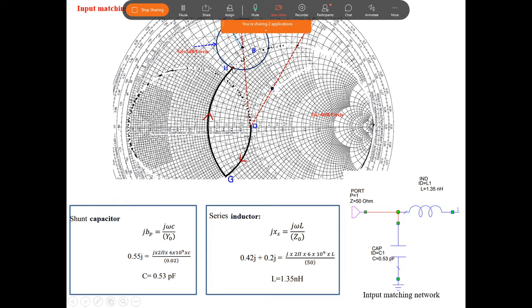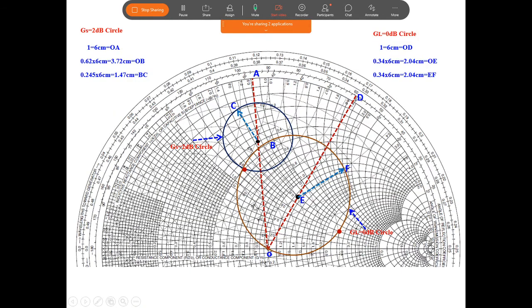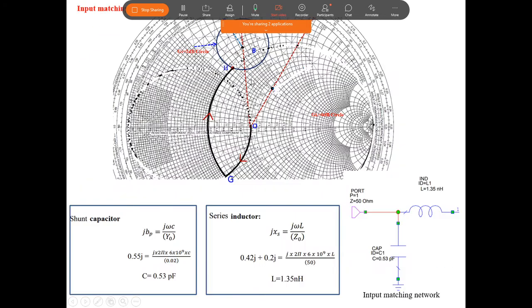See, this is a point I have taken. Okay, that is a point I have indicated here, this point here. You should see which resistance circle is passing through. See, this is the resistance circle passing through that point.